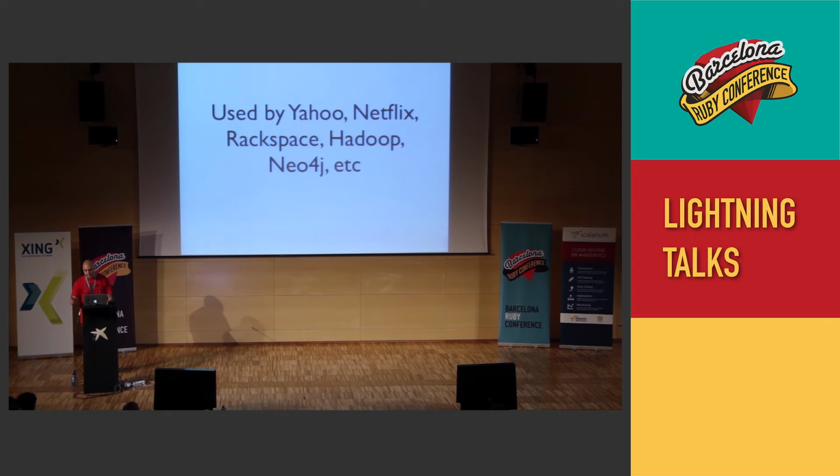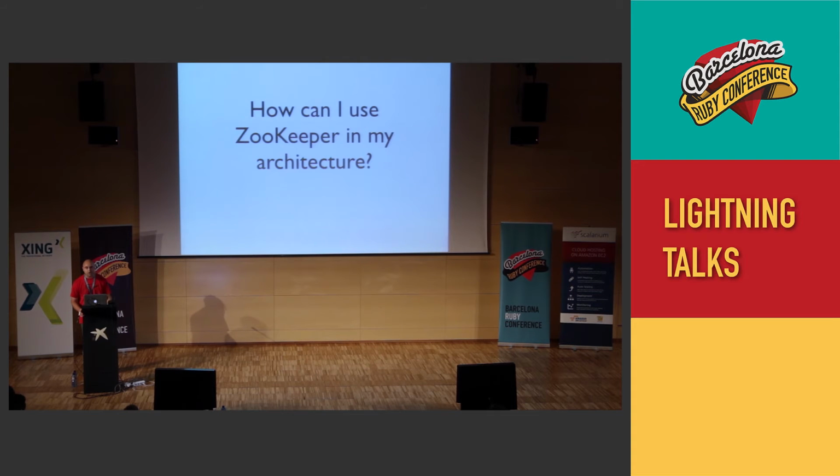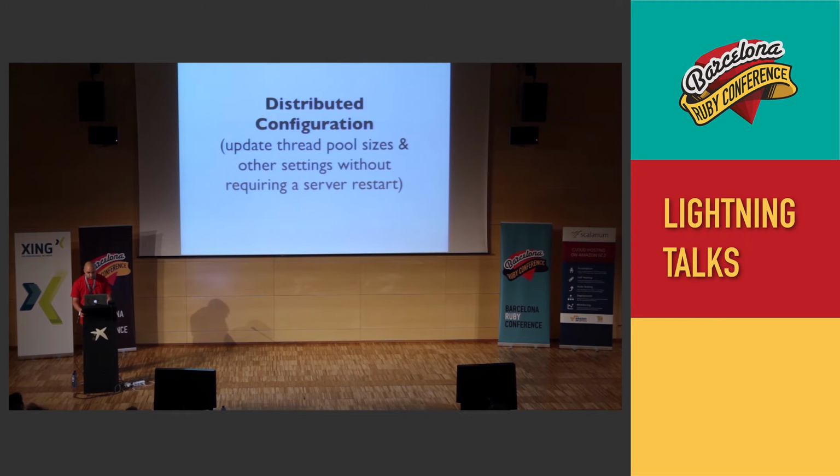It's used by Yahoo, obviously. Netflix. Netflix is a huge consumer of Zookeeper. Used by Rackspace. It's the building block for Hadoop and HBase, also Neo4j. So how can I use this in my own infrastructure and architecture?